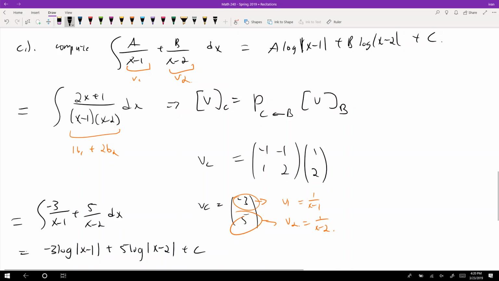Okay, any questions? And then you do the same thing for the other integral. It's the exact same calculation, just different numbers.